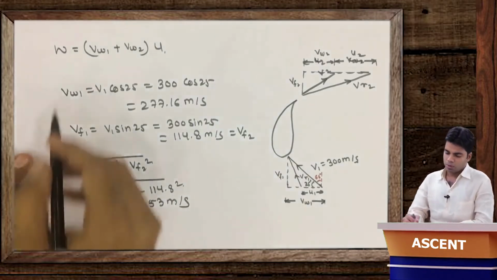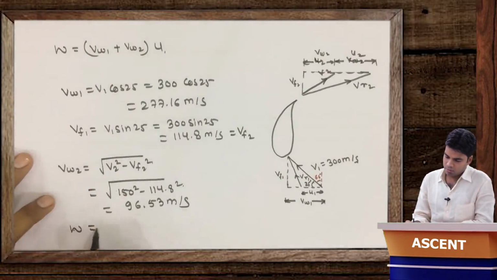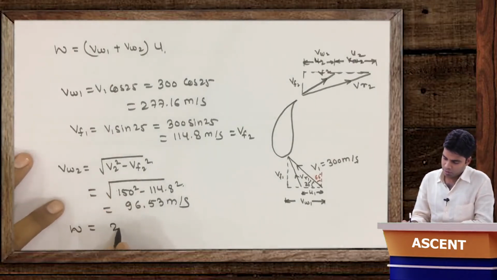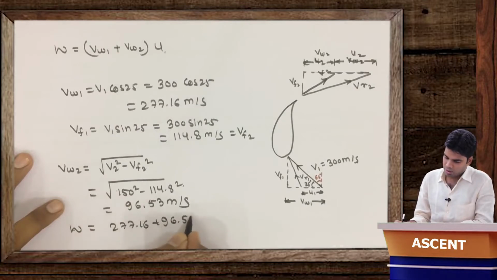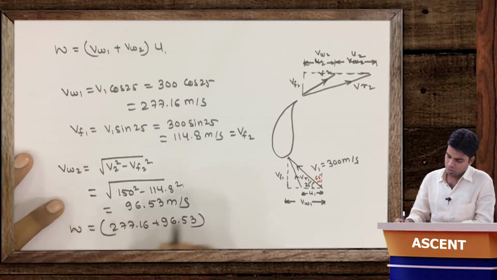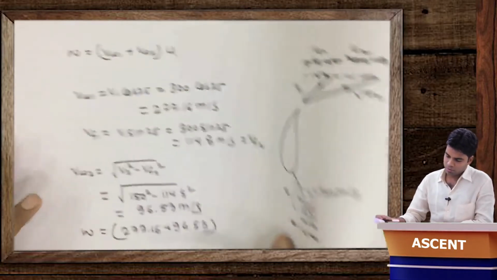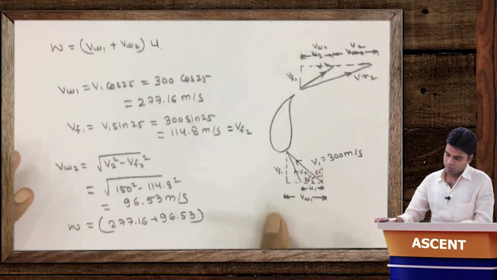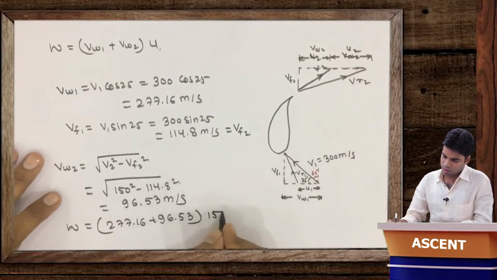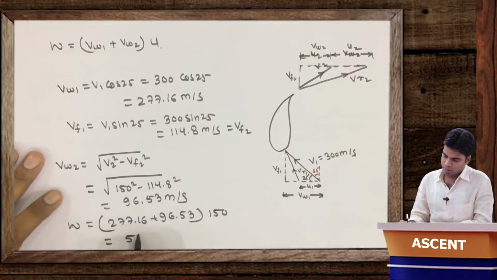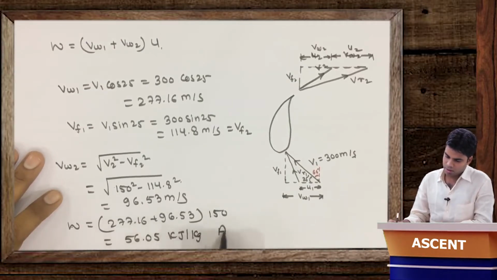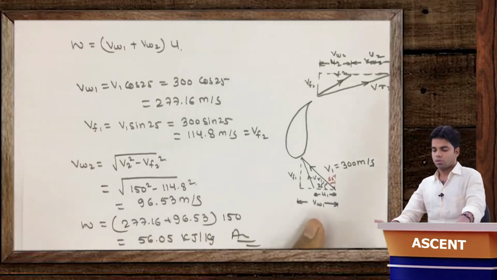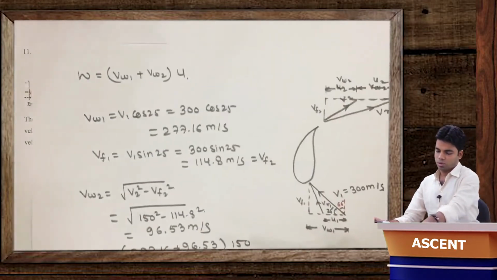Getting this? Okay, so what will be the specific work? This work will be equal to VW1 plus VW2, that is 277.16 plus 96.53, into U, and U is given as 150, so into 150. So the specific work from here will be equal to 56.05 kilojoule per kg. Answer. Getting this or not? Okay, now next question.